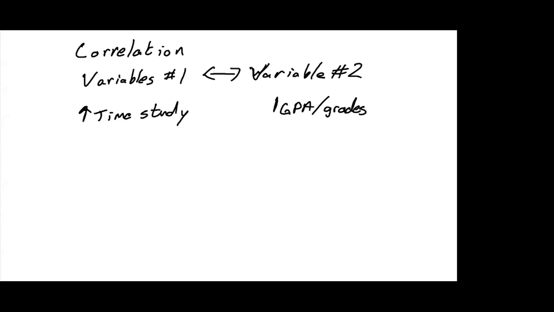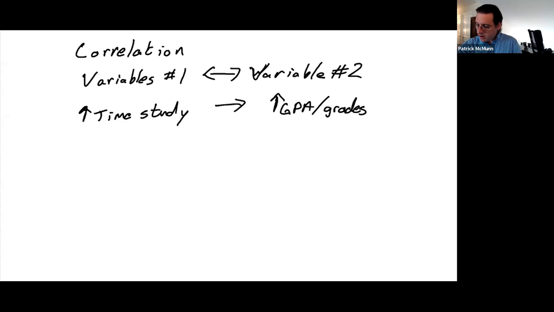Increase, exactly. So there we have just described a relationship. Now this is called a positive correlation. Positive correlation is when one goes up, then the other variable goes up or increases. Or if one goes down, like time studied goes down, we would expect GPA to go down. That's a positive correlation.